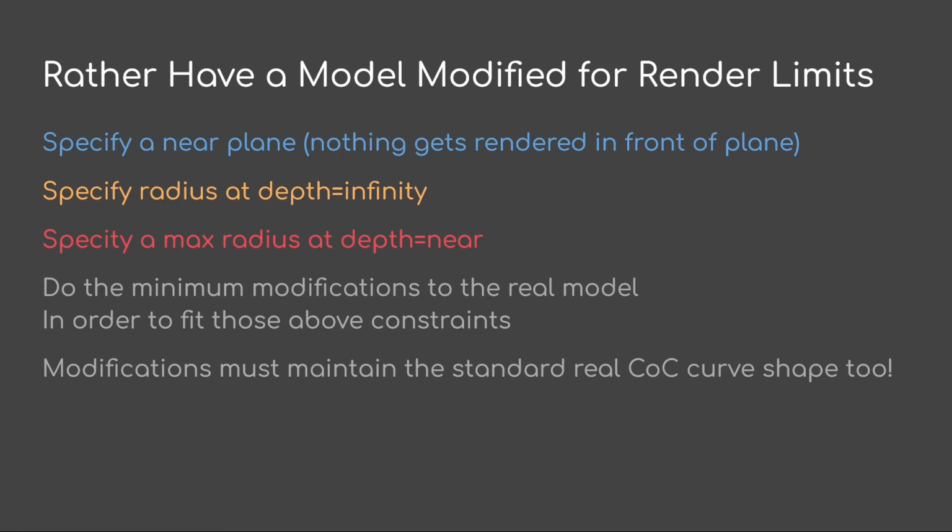I'd rather have a model that is modified for render limits. For example, specify a near plane. Nothing gets rendered in front of the near plane. Specify a radius at depth equals infinity. Specify a max radius at depth equals near, i.e. the near plane. Do the minimum modifications to the real model in order to fit those above constraints. And note, the modifications must maintain the standard real circle of confusion curve shape too.